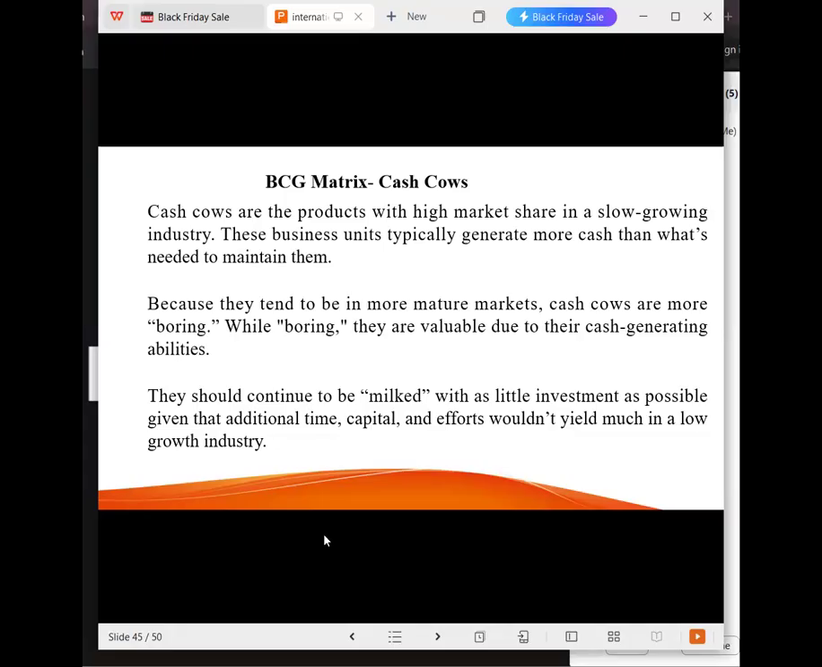They need to be in more matured markets, so cash cows are more boring. Why boring? Because they are valuable due to their cash generating ability. You don't have many competitors to challenge you, so that's why the person who wrote this definition wrote boring. So let's continue. They should continue being milked with as little investment as possible, given that additional time, capital and effort wouldn't yield much in a low growing industry.